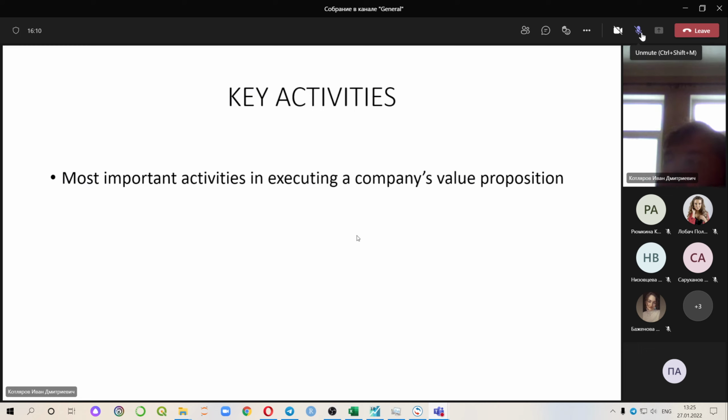Ladies and gentlemen, maybe some kind of improving the interface of the app, but I'm not exactly. Sure. Not exactly. These activities are crucial. Actually, guys, what do we have? Do you know the idea of value chain? What is a value chain?